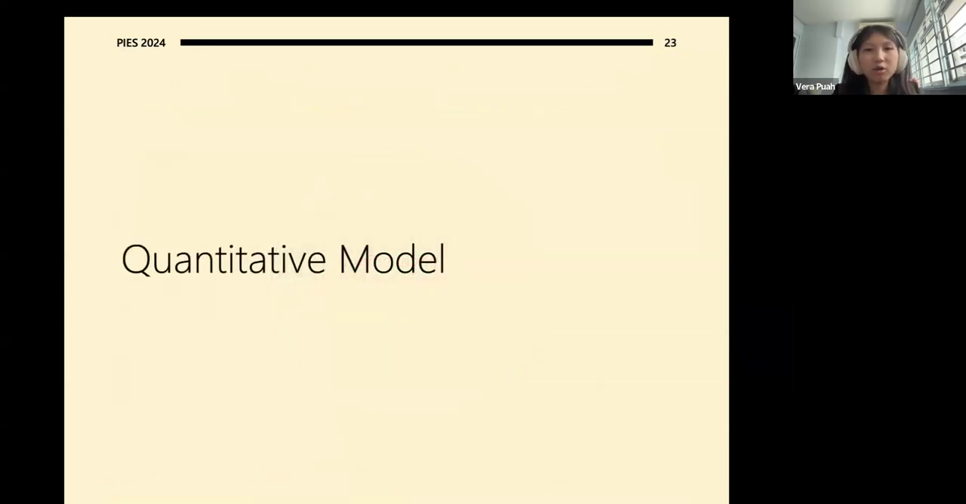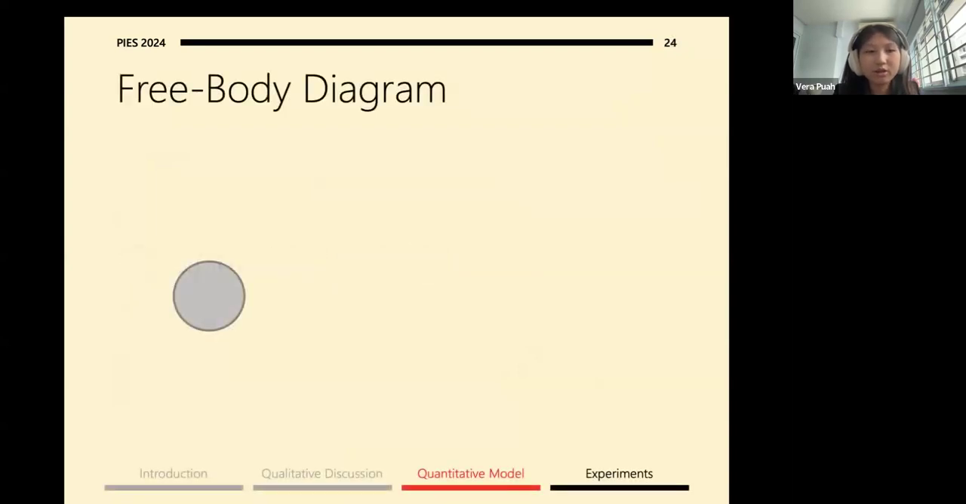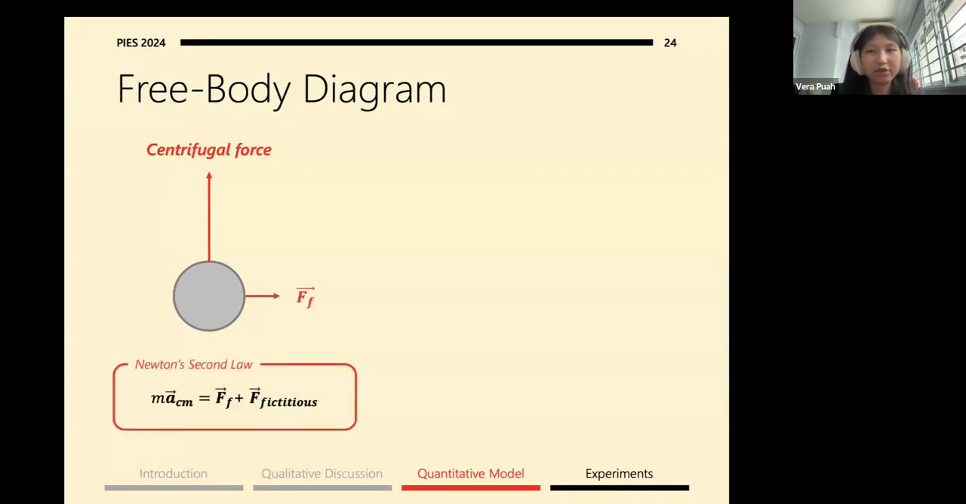So now, moving on to a more quantitative model of what's been discussed earlier. Let's first take a look at this free body diagram. As we've established earlier, there is a centrifugal force acting on the ball, and we also have the frictional force acting along the plane of the container. So what this tells us is that we can write down Newton's second law in vectorial form so that we can get the vectorial acceleration of the ball. Note that the directions of the vectors here are just for illustration, and they can be in any direction at any time.